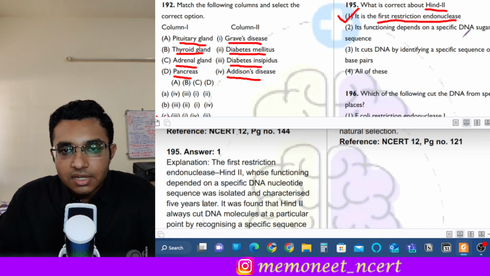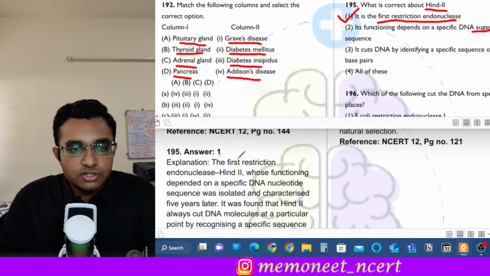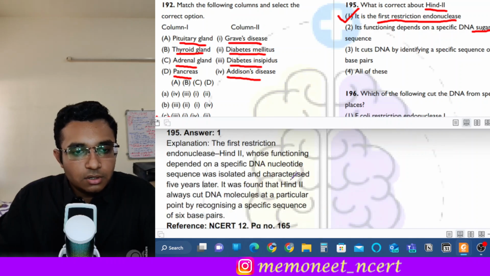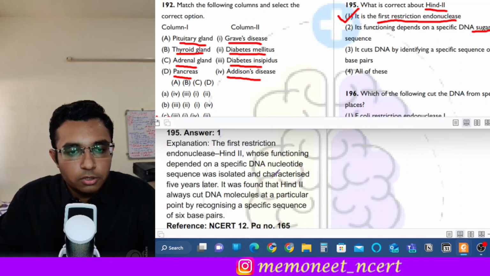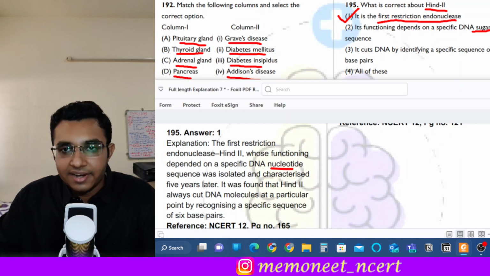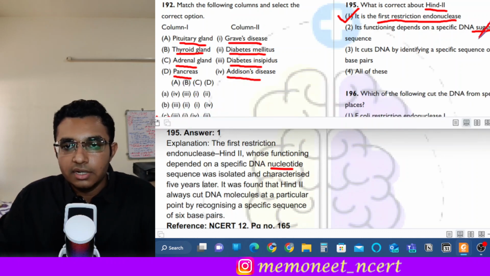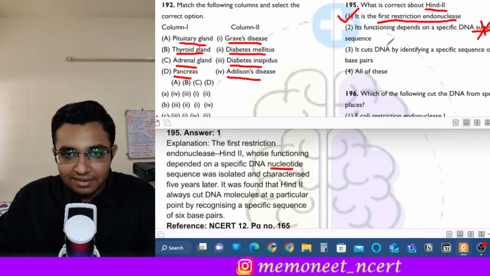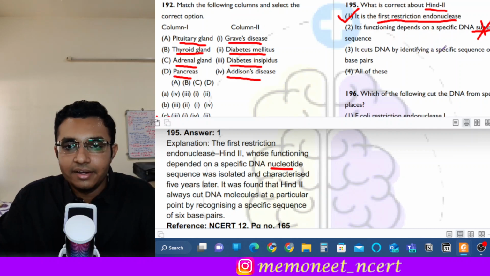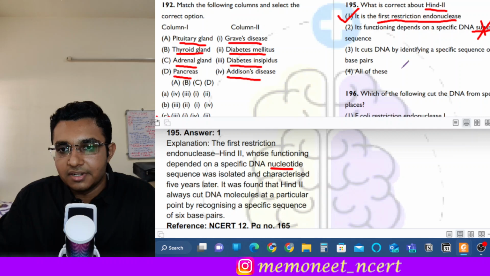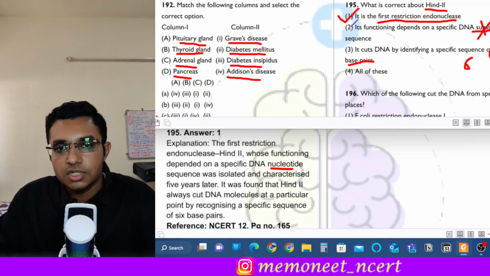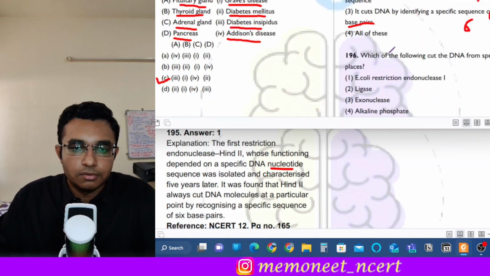Next is its functioning depends on a specific DNA sugar sequence. So no, it does not depend on DNA sugar sequence, but it depends on particular DNA nucleotide sequence. Okay, nucleotides are present in DNA, so it depends on DNA nucleotide sequence. So this is incorrect. Then it cuts DNA by identifying a specific sequence of 4 base pairs. So here the number is incorrect because it identifies the specific sequence of 6 base pairs, not 4 base pairs. So the correct answer is option 1, it is the first restriction endonuclease.